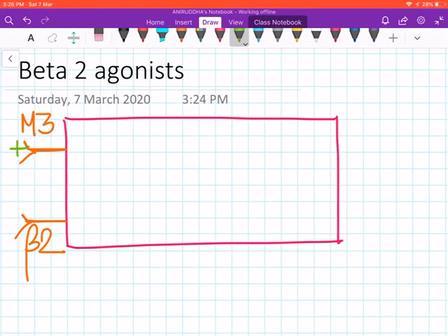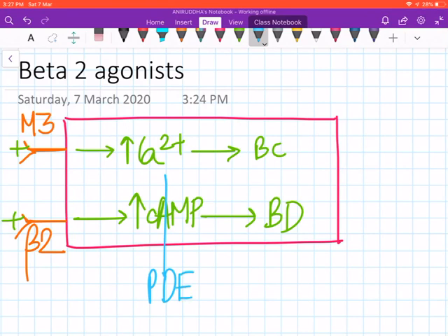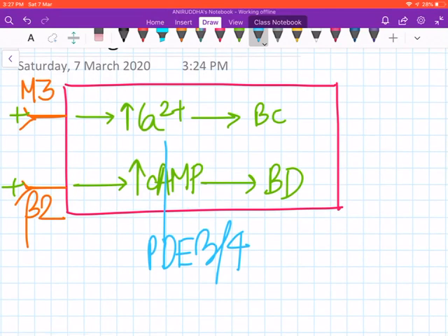When the M3 receptor is stimulated, there is an increase in intracellular calcium, which leads to bronchoconstriction. And when there is stimulation of the beta 2 receptors, there is an increase in cyclic AMP, which leads to bronchodilation. Another thing is that cyclic AMP is broken down by an enzyme, phosphodiesterase 3 or 4. Okay, so from this we can draw a reasonable assumption as to what drugs may be used for the treatment of these pulmonary conditions.